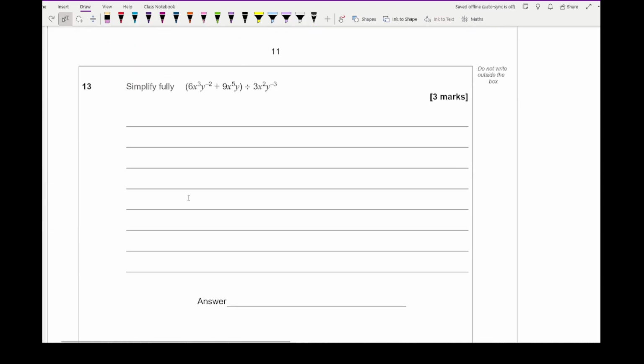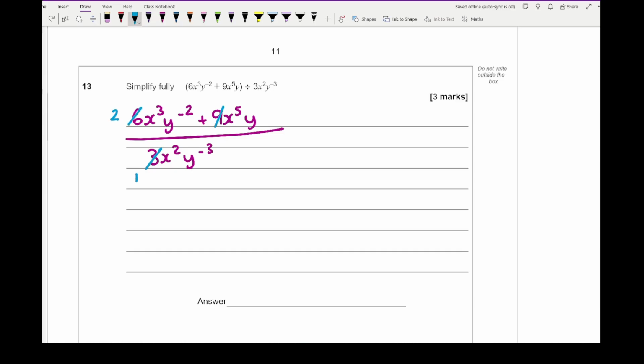Moving on to question 13, it says simplify fully, and we've got this expression here. So what we need to do then is just simplify. So from this, I'm going to write this as 6x cubed y minus 2 plus 9x to the 5y divided by 3x squared y to the minus 3. Now I'm going to leave the y's alone, but I'm going to deal with the numbers. I can notice that all the numbers are multiples of 3. So I divide by 3, so that's going to be a 1, that's going to be a 2, and that's going to be a 3.